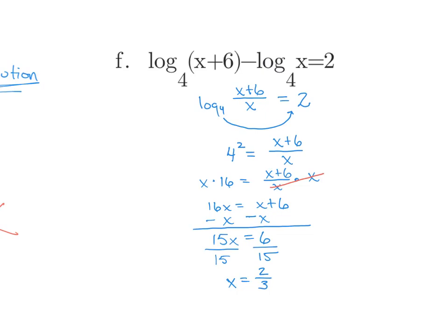Okay, so now if we check our answer, we get 2/3 plus 6. Is it 0 or is it negative? No. That's 6 2/3. That's a positive number. Log base 4 of 2/3. Same thing. 2/3 is a positive number. And therefore, we have a solution of x equals 2/3.